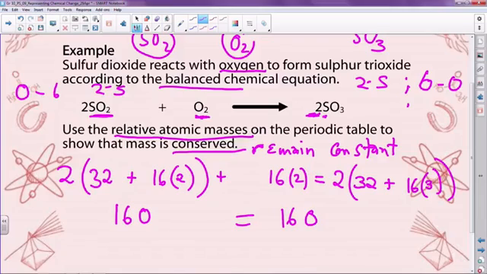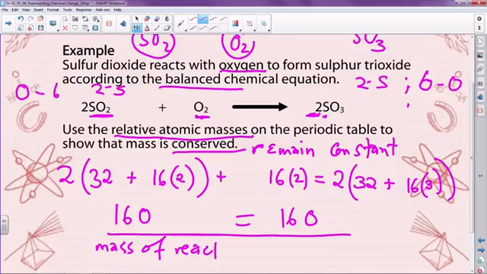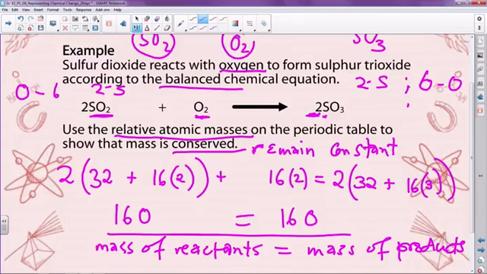So as you can see now, the mass is conserved, and so is the number of atoms on the left. So the mass of reactants is equal to the mass of products. Very important. In this case, it means this chemical change has obeyed the law of conservation of mass.